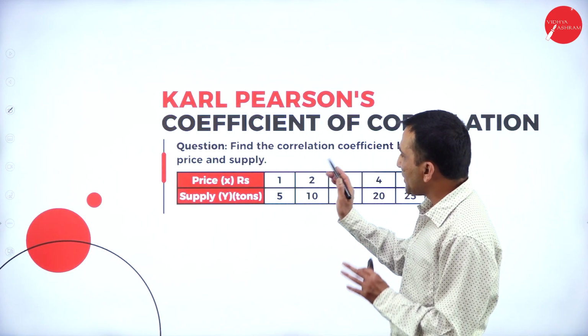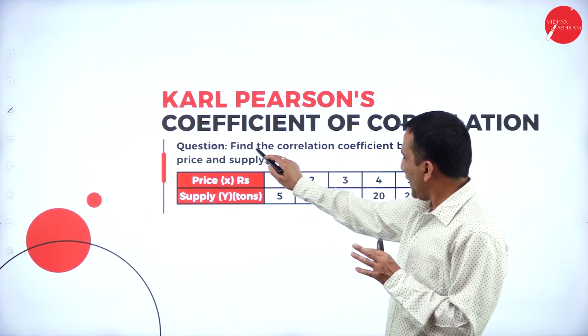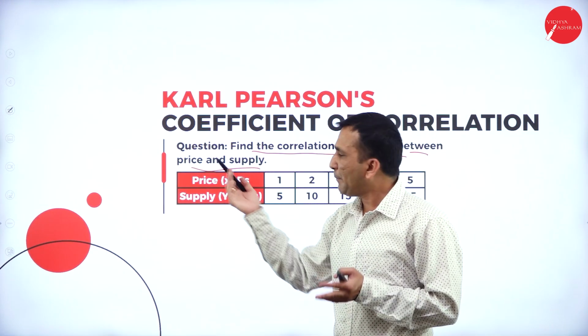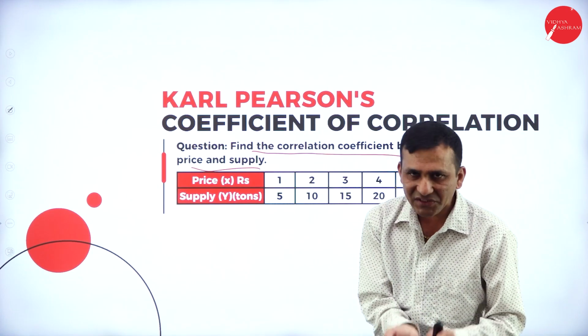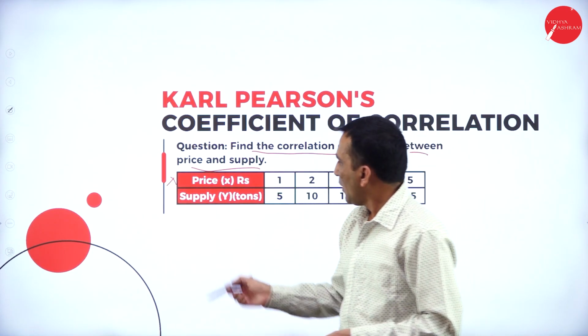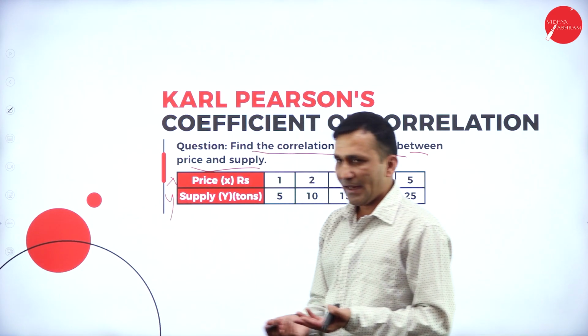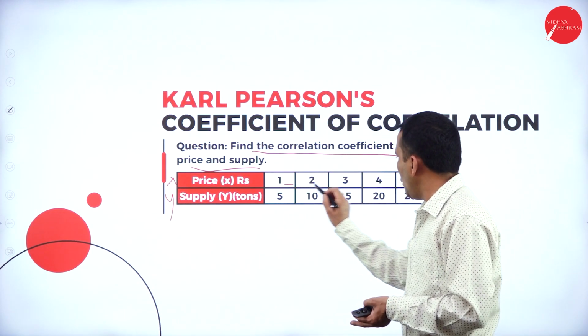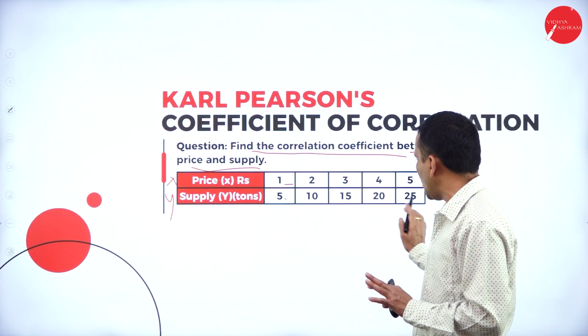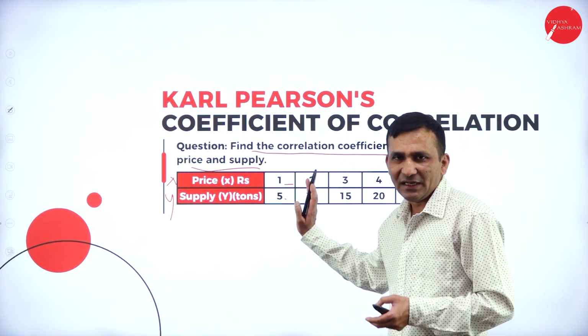There is one question to understand. Find the correlation coefficient between price and supply, or price and demand, whatever the question is. Now price is considered x. Supply is considered y. The values are given, mostly single digit values, here a two-digit value, but the majority are single digit.